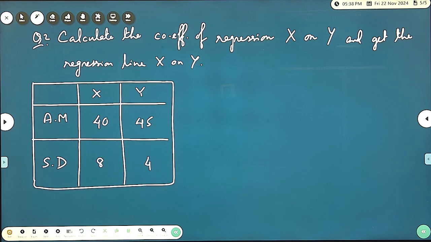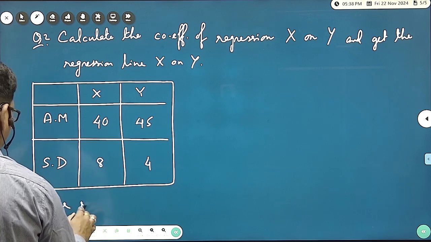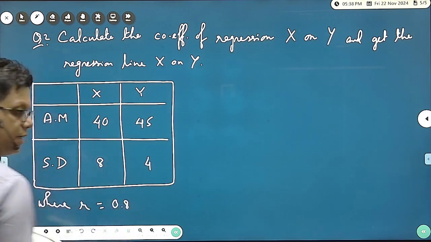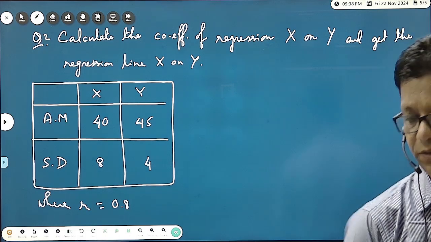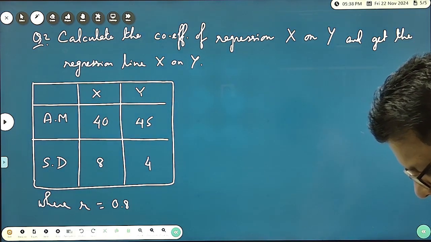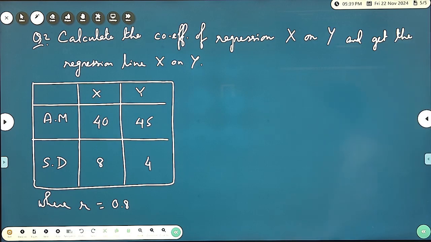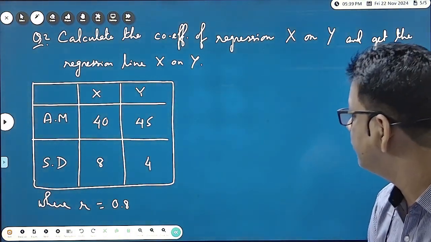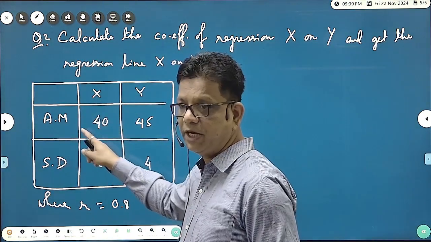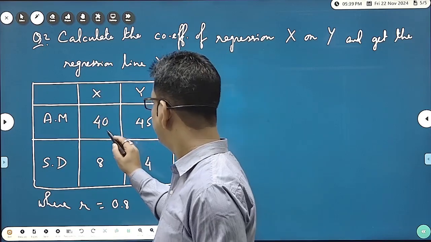Now, let's say here we don't have R. R we need to find out. X bar is there. R must be given somewhere, where you write R equal to, supposing 0.8. Because for this question we must have individual values of x and y, since they are not there, R must be given. Now, before I continue, this is the arithmetic mean of x. So this is x bar. Could you understand?